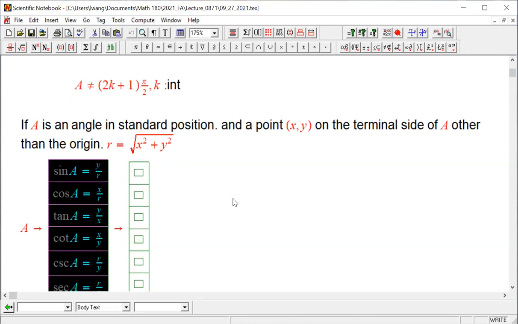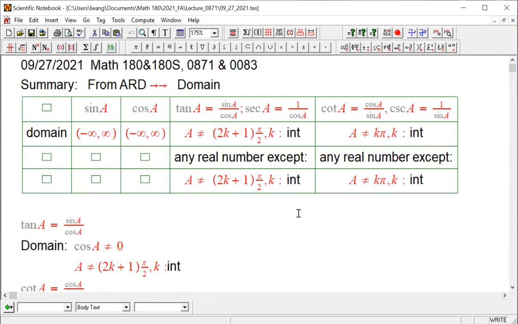Okay, so domain is about the input, and we haven't talked about the range yet, because the range for tangent, cotangent, secant, cosecant will be more tricky. We're not going to do all six functions, because we don't have that kind of time. But we will do some of the important functions, such as tangent and cotangent. So next we're going to work on the range and the pictures.